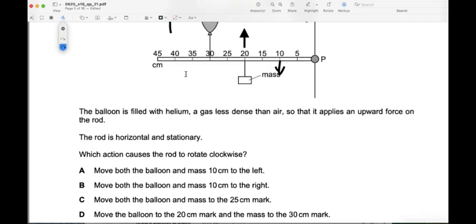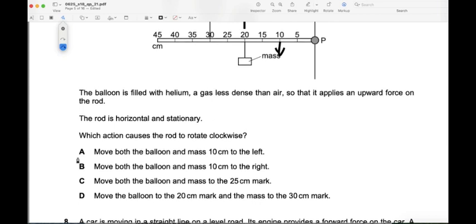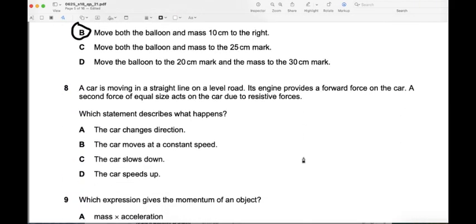The balloon to 20 here and the mass to 30 here. No, it will cause anti-clockwise rotation. So I think the most suitable answer is B here. Okay, we move to question 8.